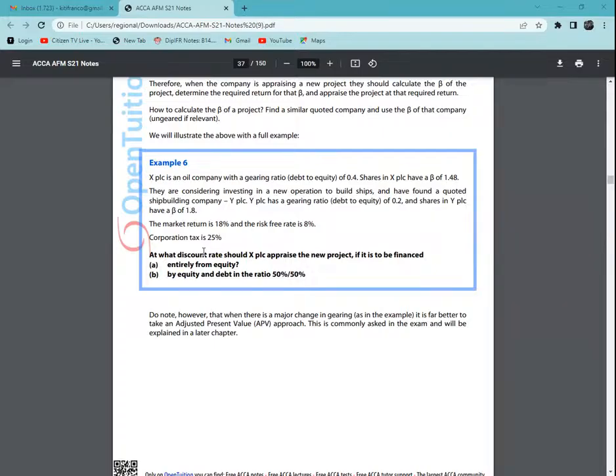Now, my good students, I can see a situation where I've got two beta values, 1.48 and 1.8. So between those two beta values, which one is the relevant beta value that I should start using for purposes of computing a base net present value? Which one is the most relevant? Should I use 1.8, or rather 1.48?